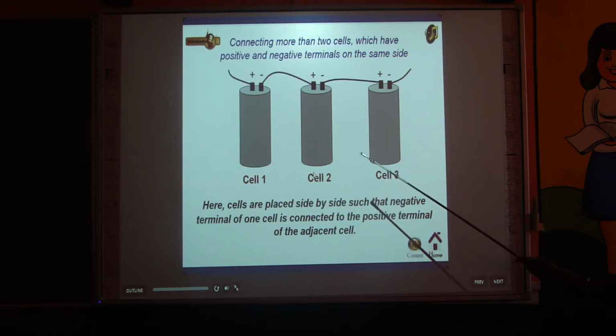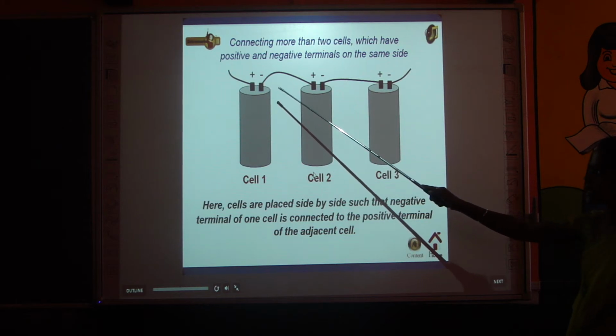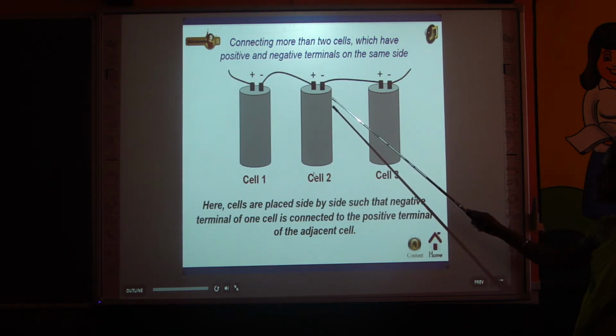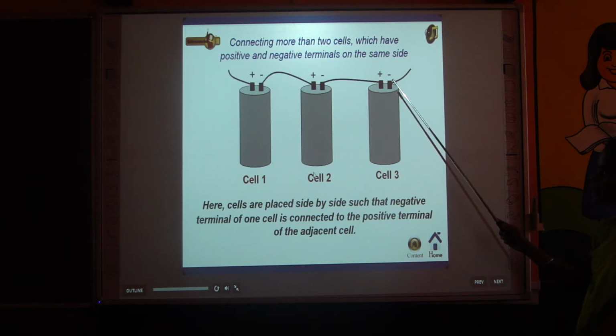See, look at the image. Here this is positive, this is negative. Here the negative terminal is connected to the adjacent positive terminal. Again this negative is connected to positive like this. In this way we have to connect all the cells.